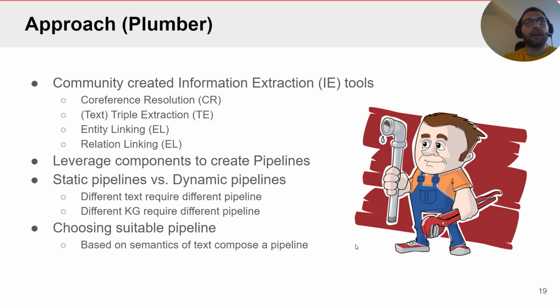So, why Plumber? As mentioned, we have a set of tasks that are being developed in the community to perform different IE subtasks, and we can put them together to perform knowledge graph completion or information extraction. Plumber also highlights the difference between static pipelines and dynamic ones, and how choosing a suitable pipeline based on the input can affect the overall performance of the approach.